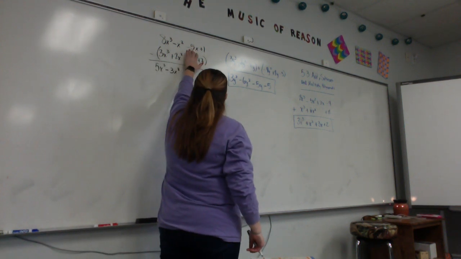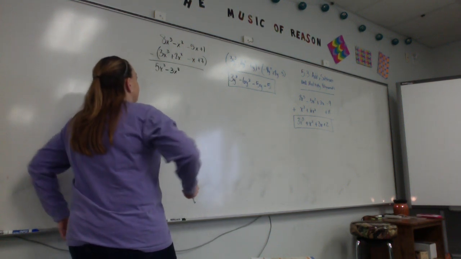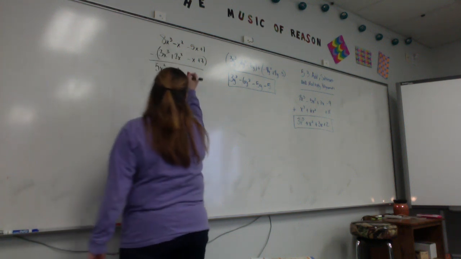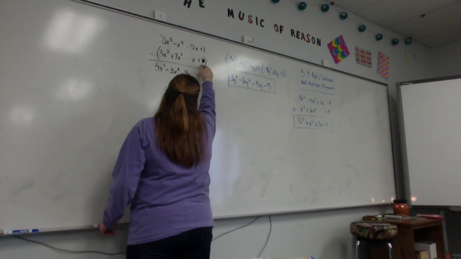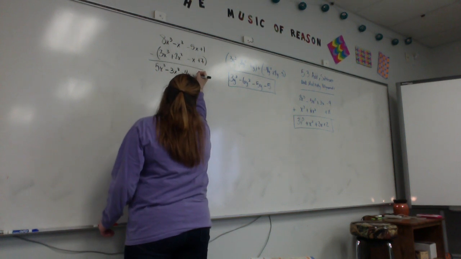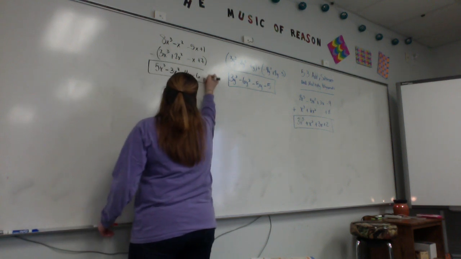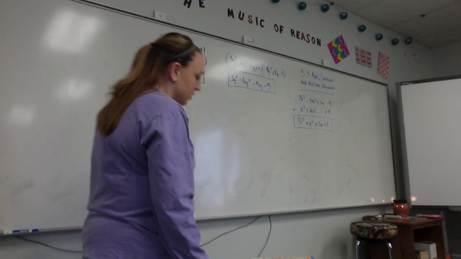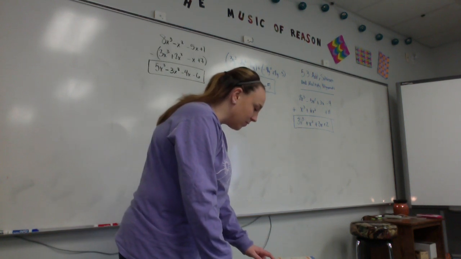What is negative 5x minus a negative x? Negative 4x. And what is 1 minus positive 7? Negative 6. Yep, negative 6. That's how I subtract vertically.